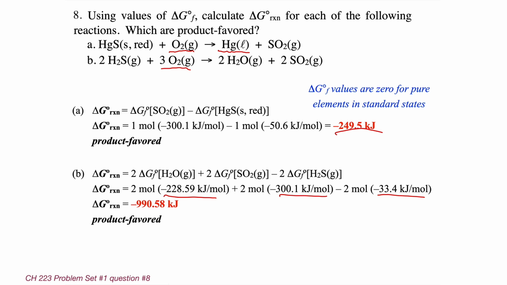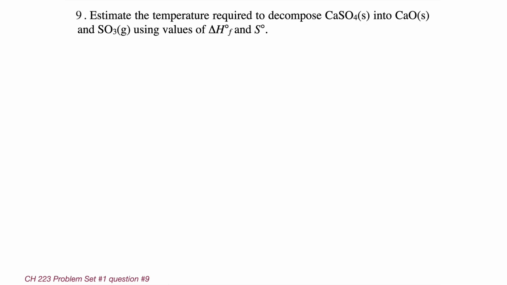This is an alternative way to find delta G. We're going to see there's lots of ways to find delta G. This problem's kind of cool. We're thinking here about calcium sulfate decomposing into calcium oxide and sulfur trioxide. And the question is, let's find the temperature required to decompose calcium sulfate into calcium oxide and SO3.